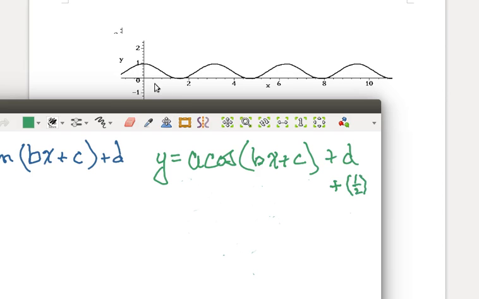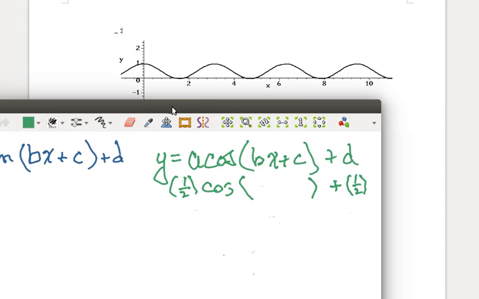The second thing that I'm going to observe is that because it's going between 0 and 1, if this was at 1/2, then the amplitude is going to be 1/2. So the a is going to be 1/2. So there's my first two guesses on this particular function. So the cosine, now I need to figure out what the b and the c are.